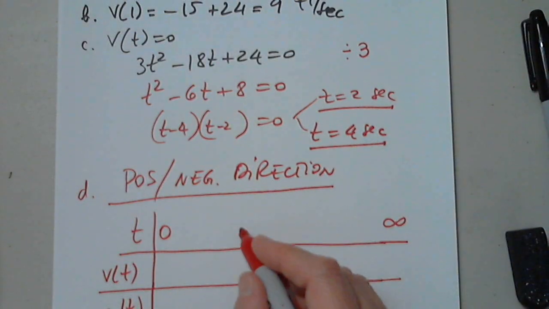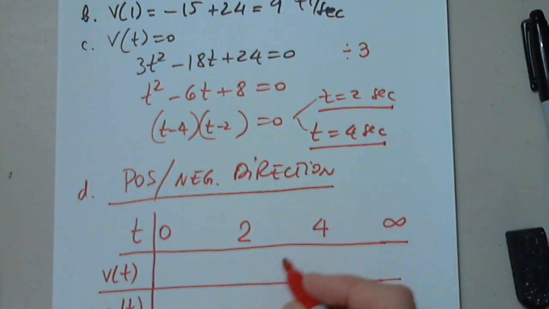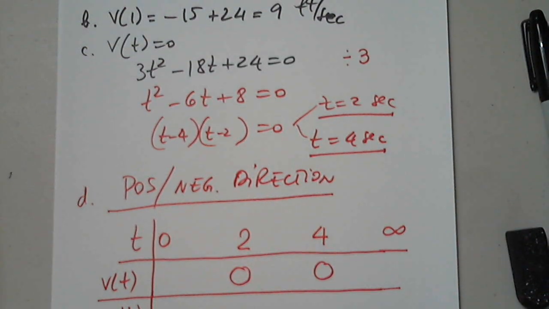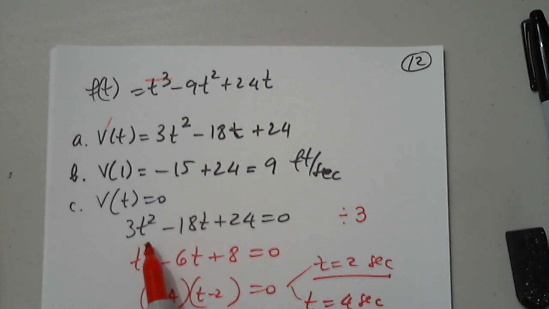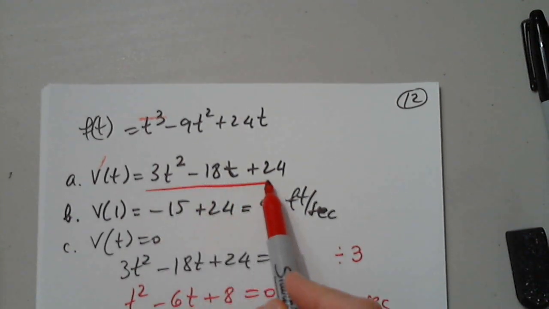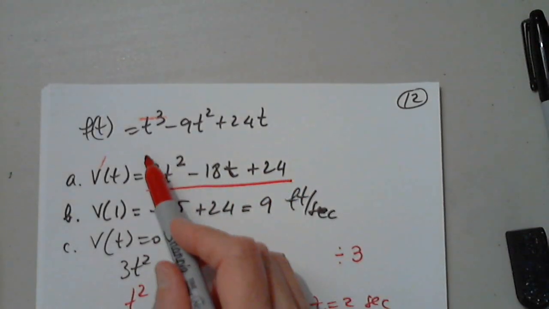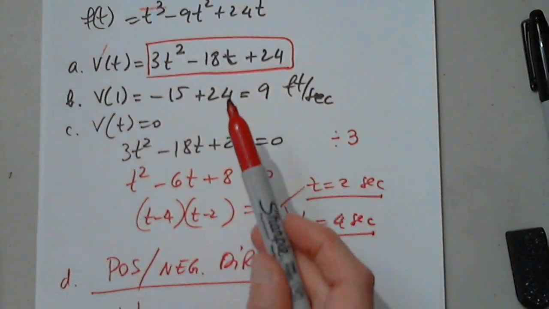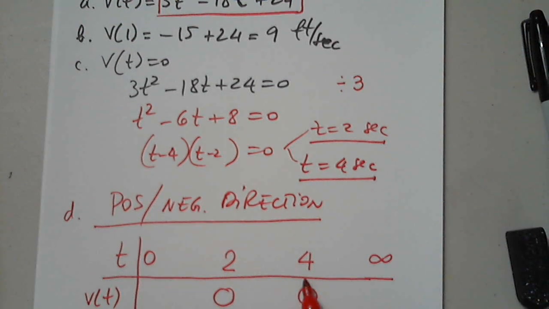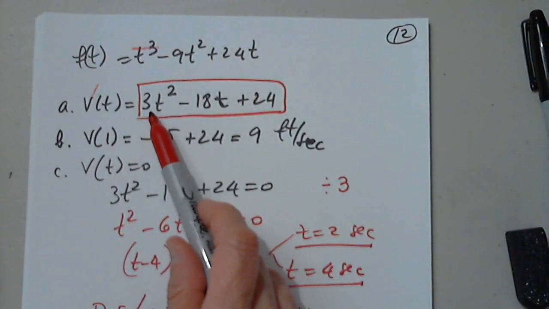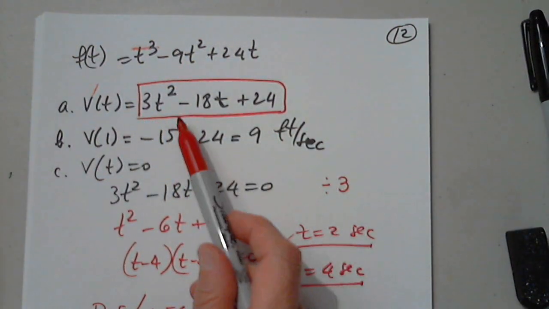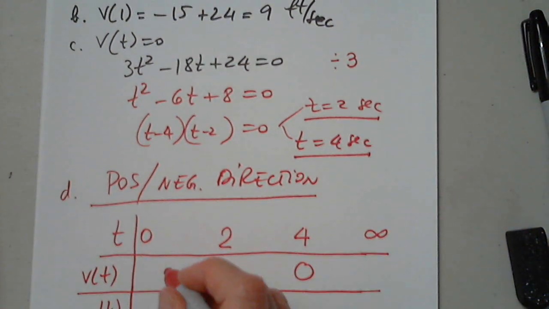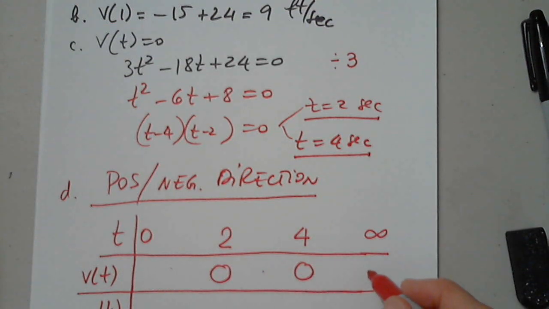And we know that at 2 and 4, the velocity is 0. So here is the velocity function. And in this expression, I know that that expression is 0 at 2 and 4. I know that it has a minimum, right? If you were to graph that, you will have this. I need the sign here, the sign here, and the sign here.